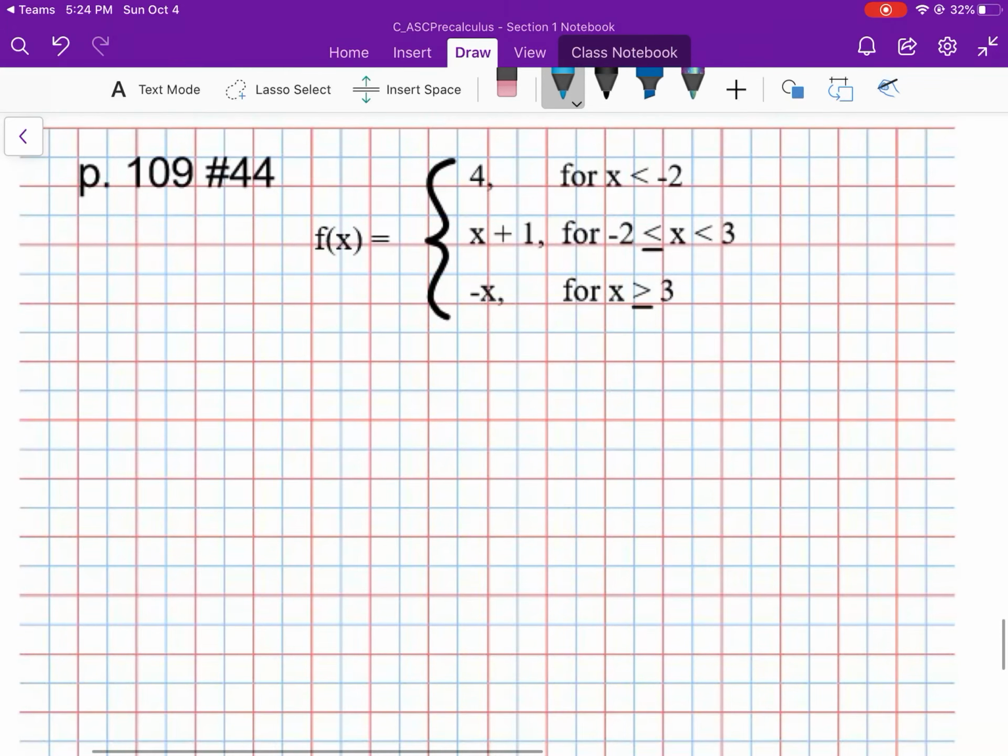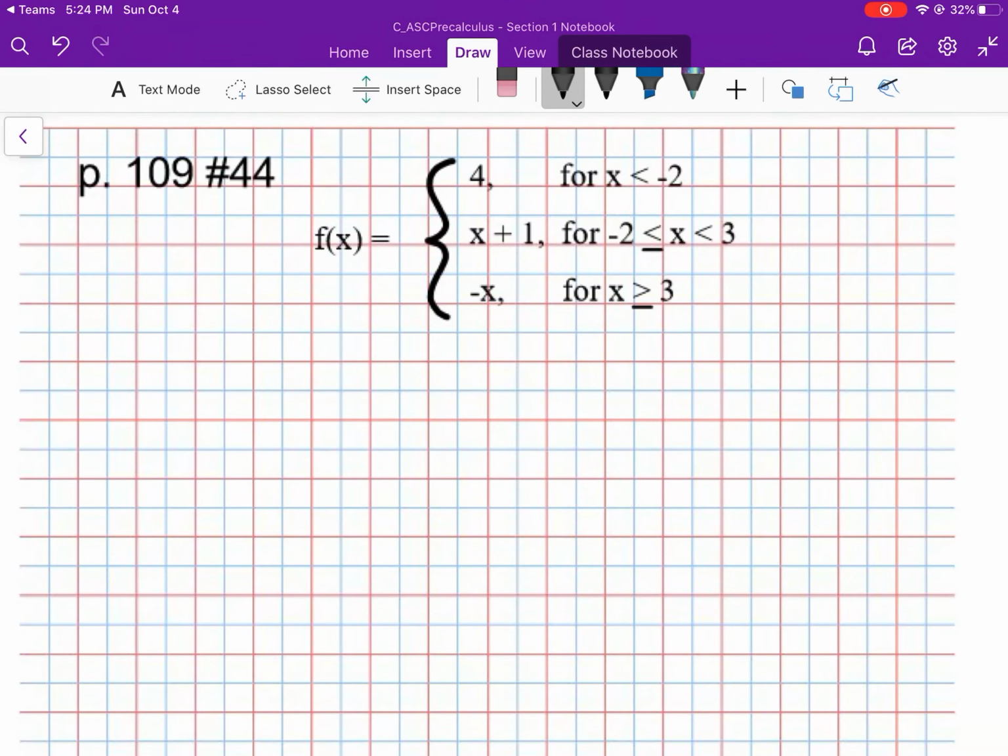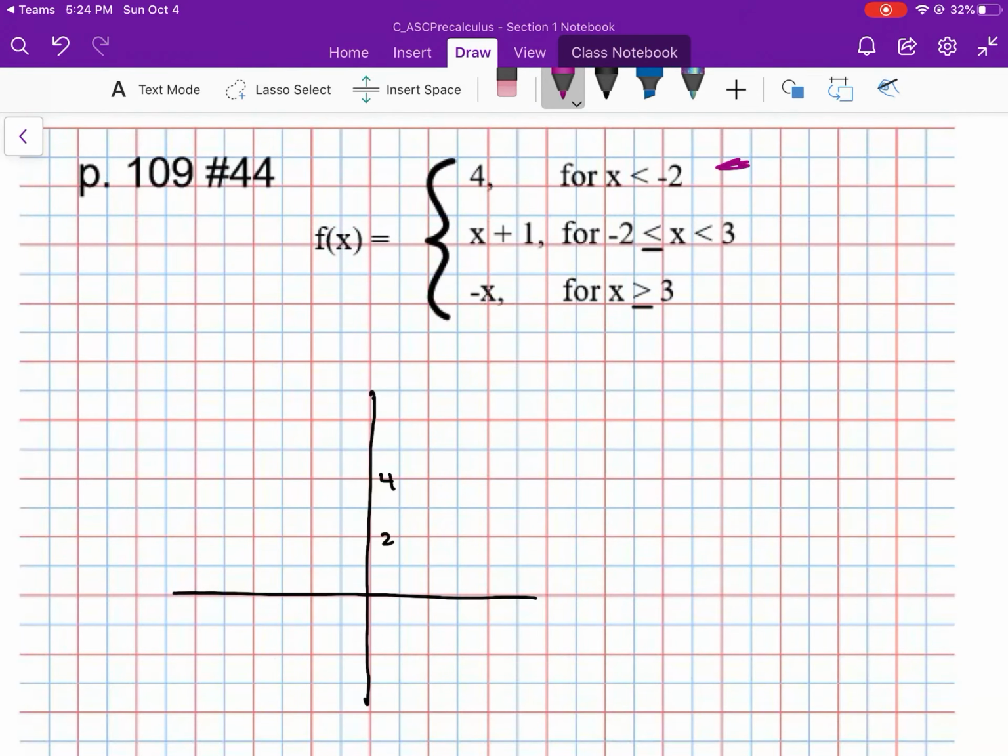All right, so now you might have to graph a piecewise function, right? I'm going to draw some axes here. So when x is less than -2, it says that my y value is 4. So when x is -2, let's make this purple. This one here is going to be 4 whenever x is less than -2. So it's going to be here like this, and it's going to go on forever that way. And since it's not equal, I'm going to put an open circle.